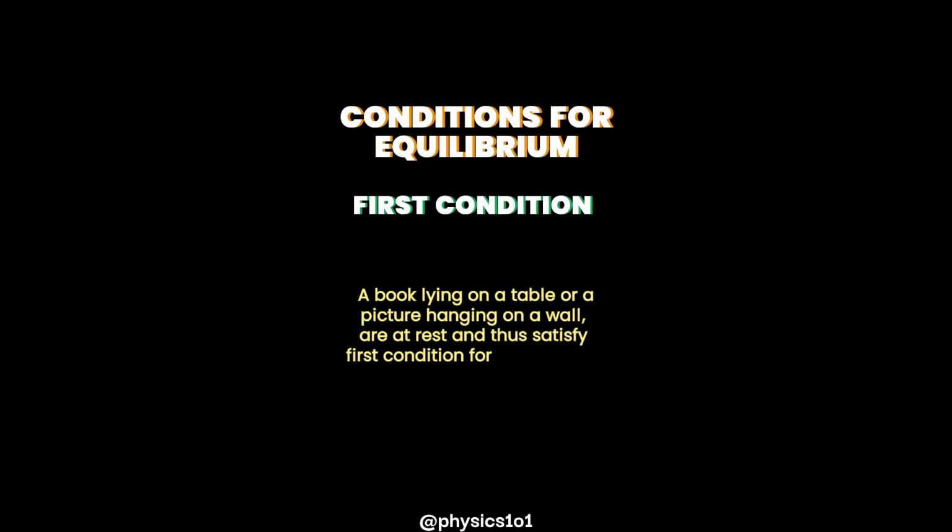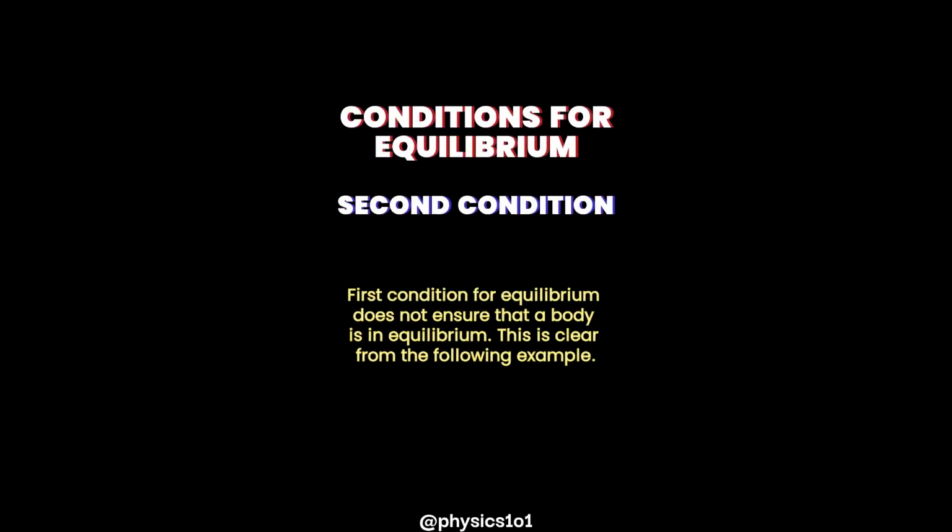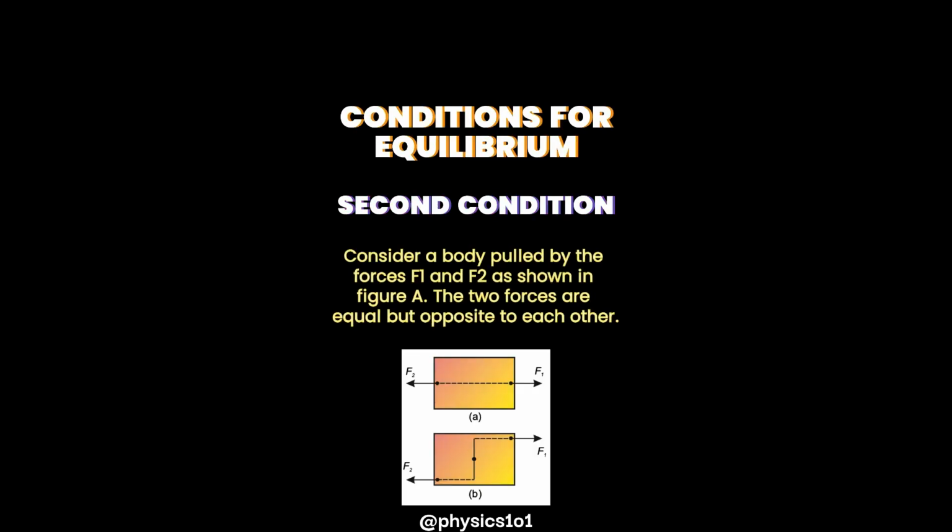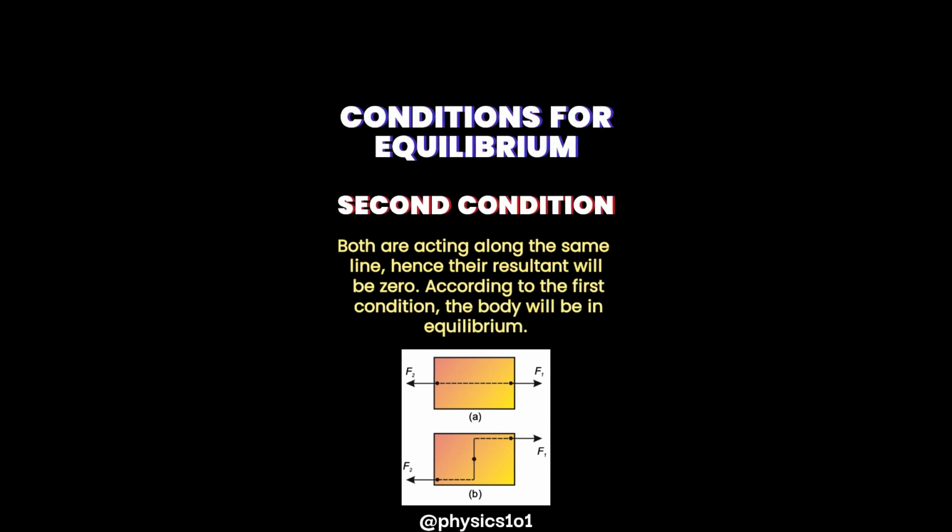A book lying on a table or a picture hanging on a wall are at rest and thus satisfy first condition for equilibrium. Second condition for equilibrium. First condition for equilibrium does not ensure that a body is in equilibrium. This is clear from the following example. Consider a body pulled by the forces F1 and F2 as shown in figure A. The two forces are equal but opposite to each other. Both are acting along the same line, hence their resultant will be zero. According to the first condition, the body will be in equilibrium.